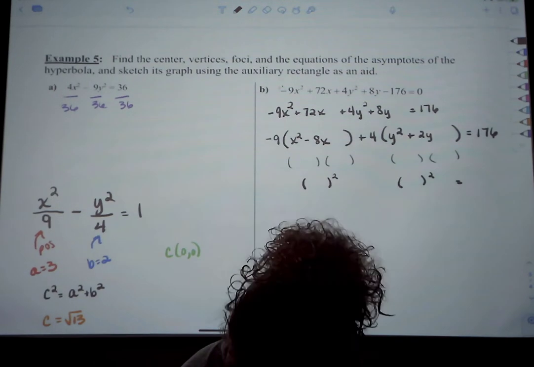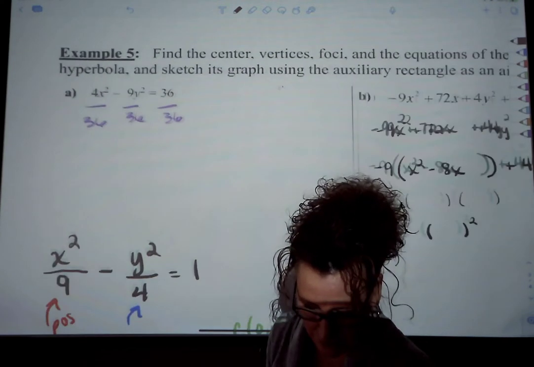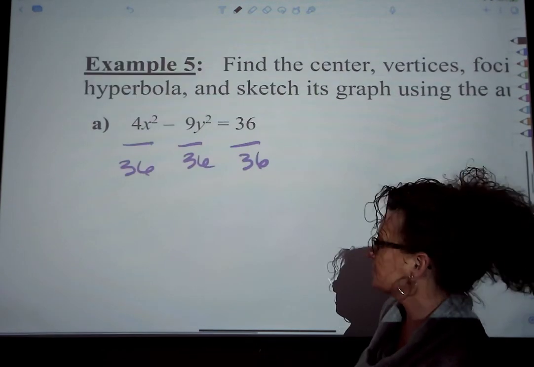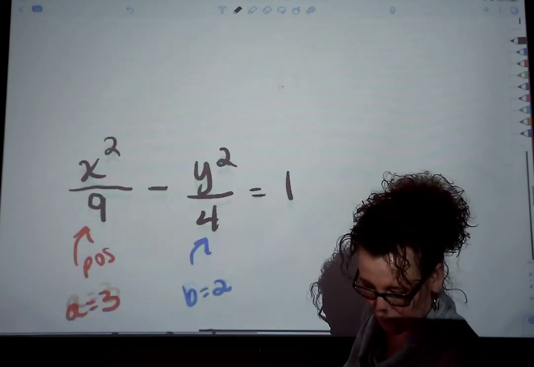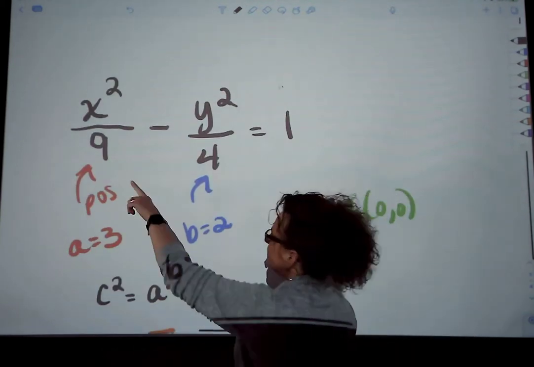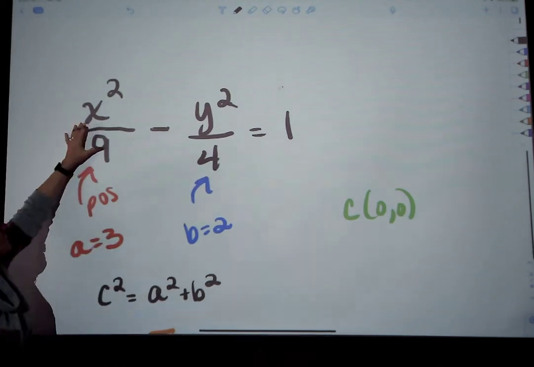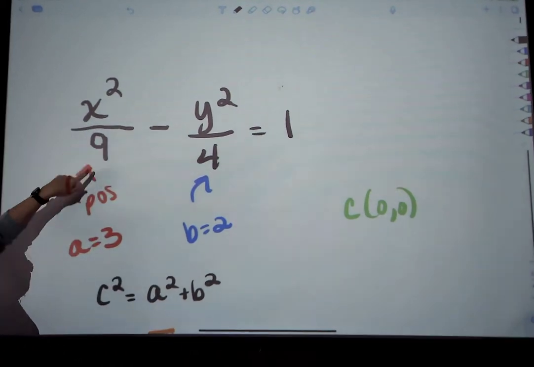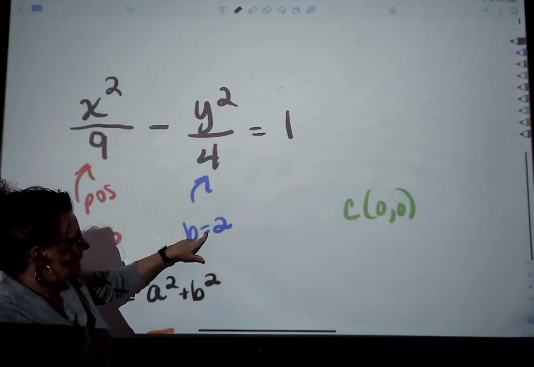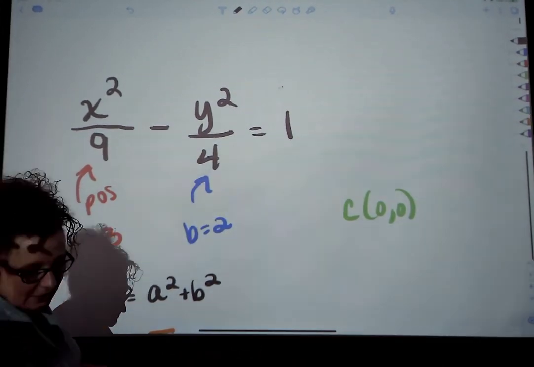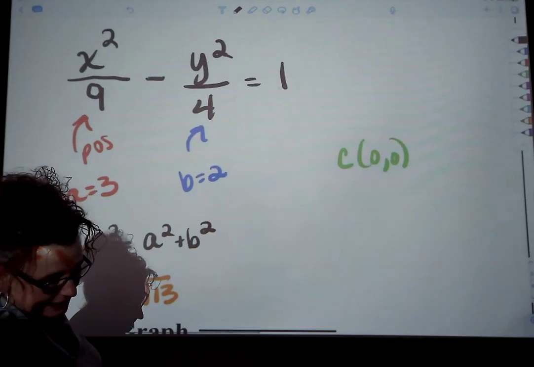Next one. I'm trying to make this as quick as possible. This was very similar to the ellipse we did yesterday, so I just started right off the bat. Get that to 1. Divide. I divided, it reduced. This is the one that's positive, so think about which way your hyperbola is going to open. A is 3, B is 2. I found C to be radical 13.